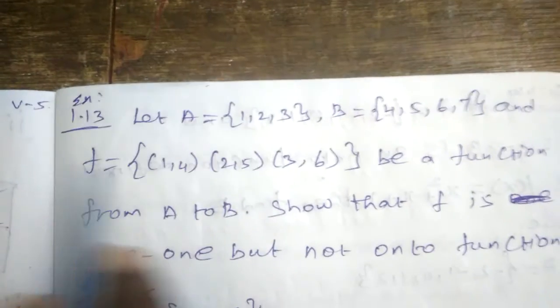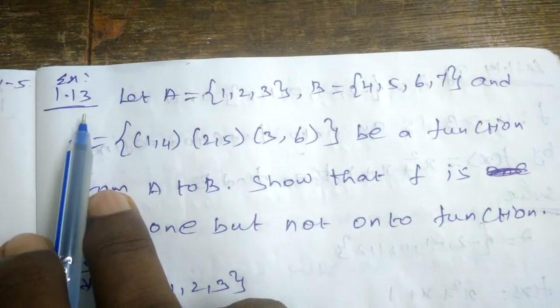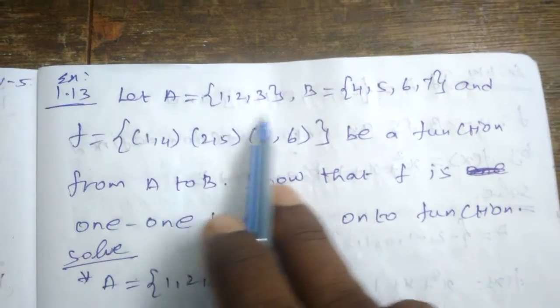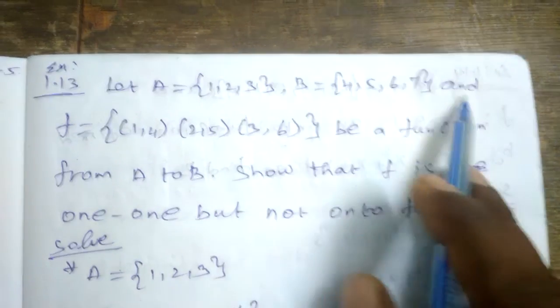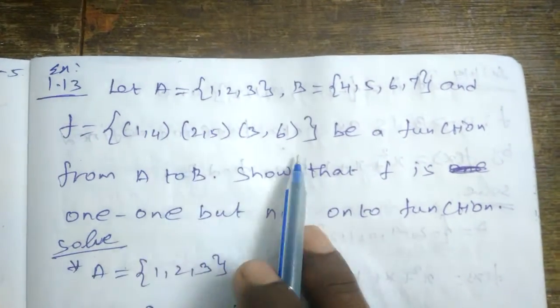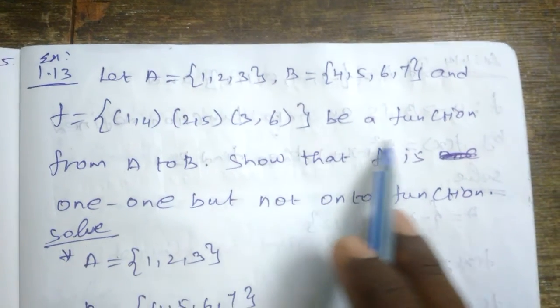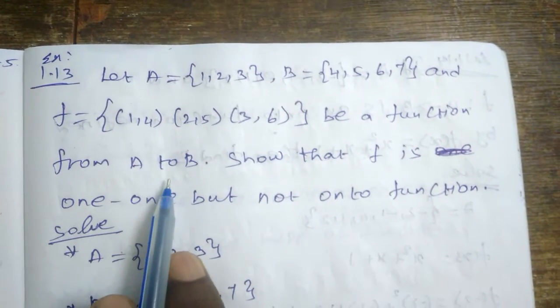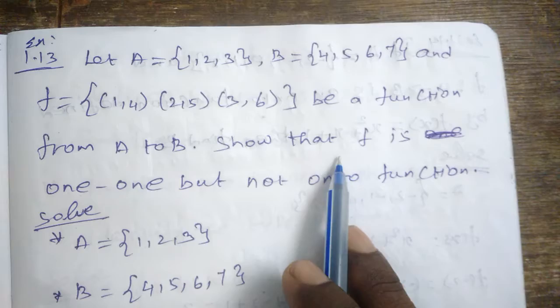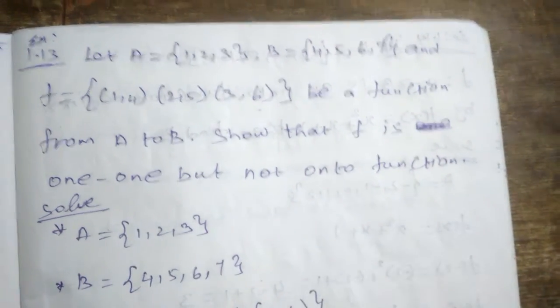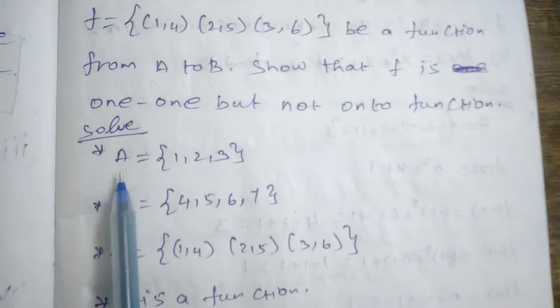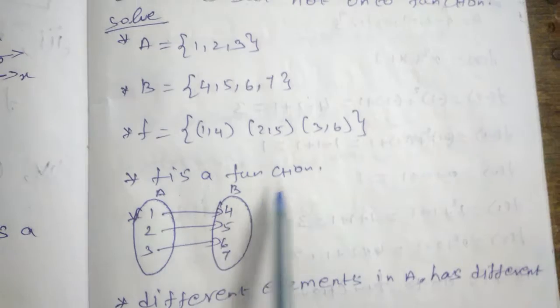Next, we go to example number 1.13. A is equal to the given set and B is equal to the given set. F is equal to a set of ordered pairs, a function from A to B, so that F is one-to-one but not onto. Solve now. A is given, B is given, F is a function.